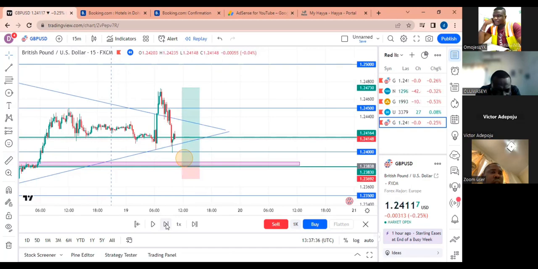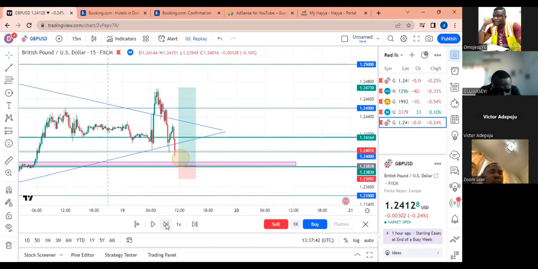We have this. This is like a W. We have our W here now. This is the first leg, and the second leg is coming down. So I'll still be waiting here for the reaction of the candle at this particular zone.